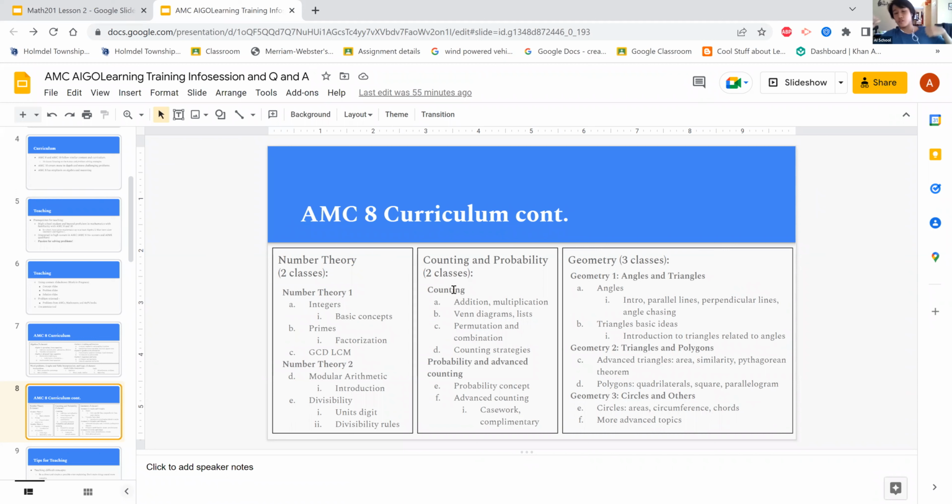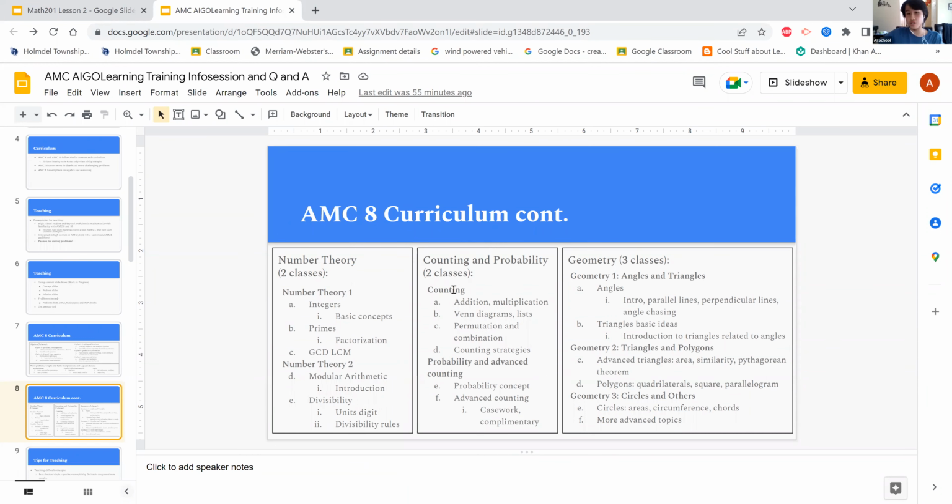Geometry 2 extends that beyond to polygons as well. Advanced triangles: we'll cover other properties of triangles such as area, similarity, and the Pythagorean theorem, based on what we learned in geometry 1. If you finish advanced triangles, then you can move on to polygons as well, talking about quadrilaterals such as squares and parallelograms.